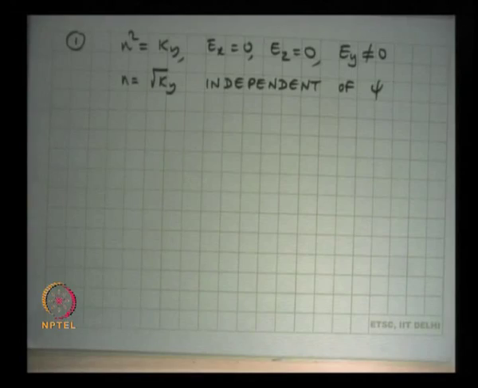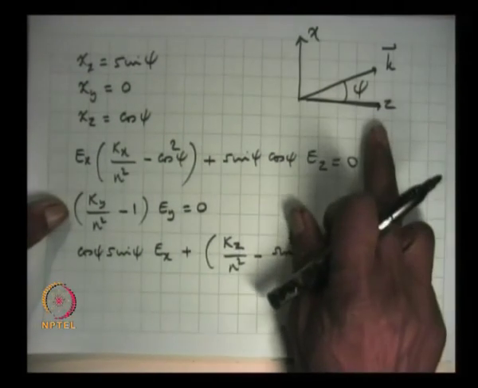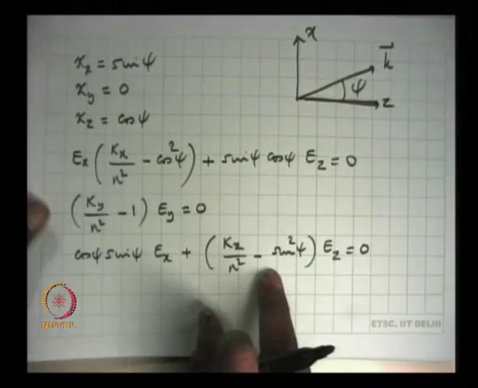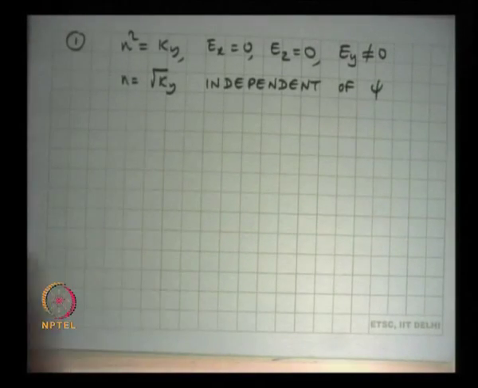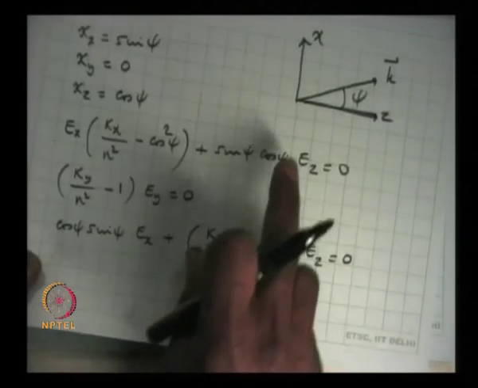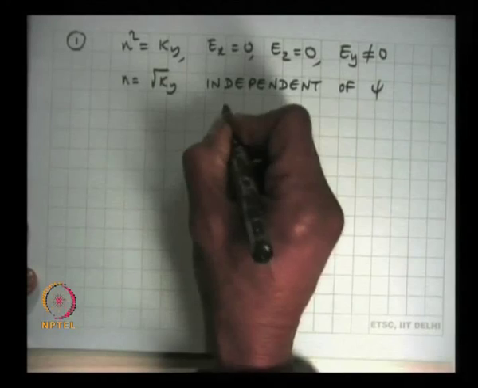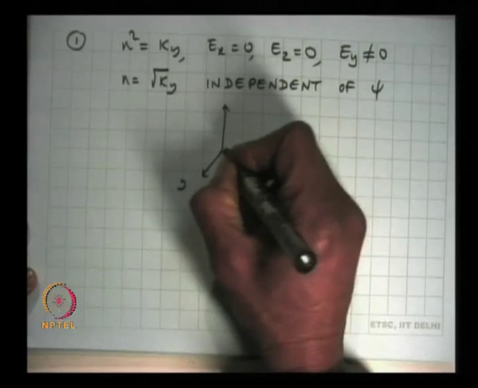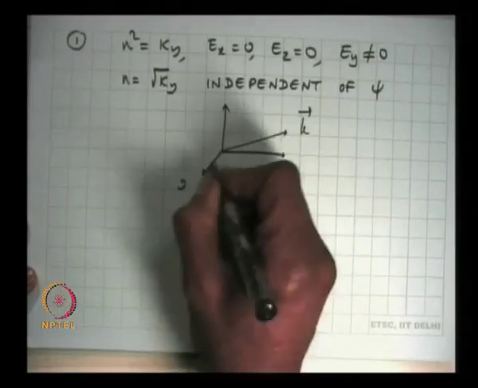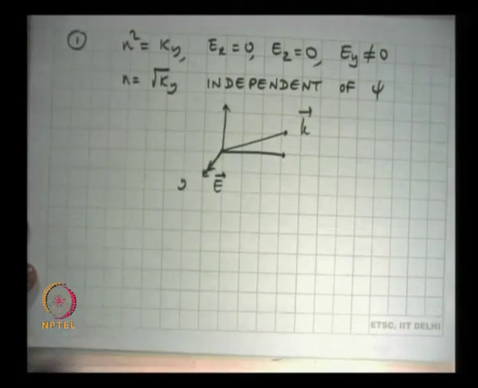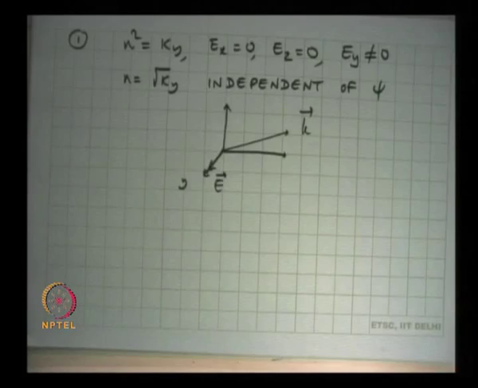What is psi? Psi is the angle between the k vector and the z axis. So, whatever psi you choose, one of the solutions will have its electric vector along the y direction, and so if I again draw, this is y. So, this is my propagation direction k vector. So, E vector is here. What will be the D vector? If E is along the principal axis, D is also along the same principal axis.